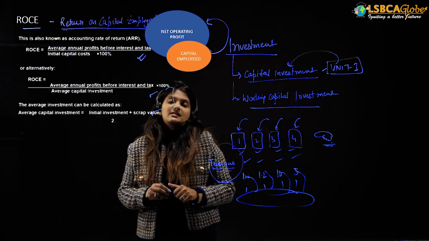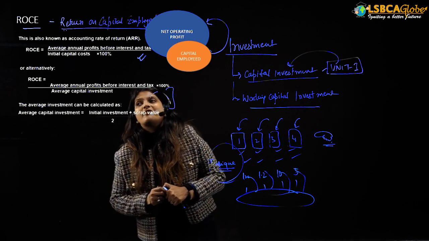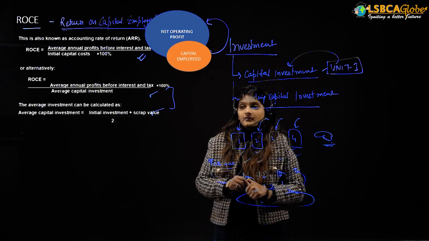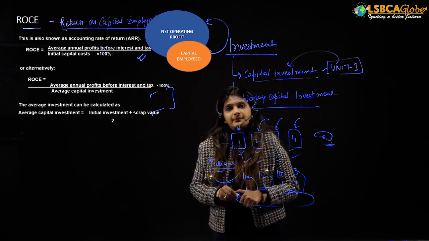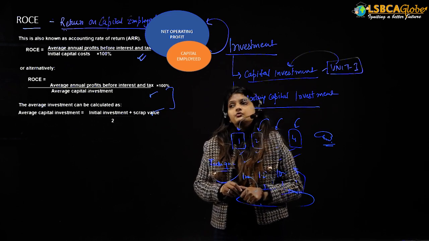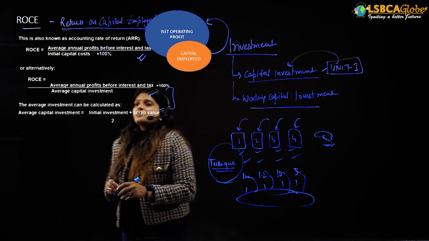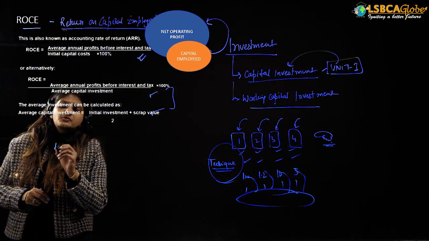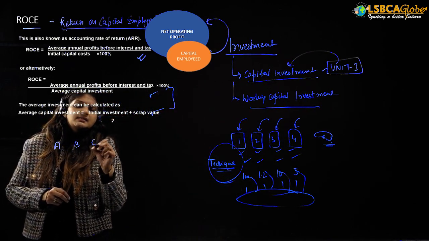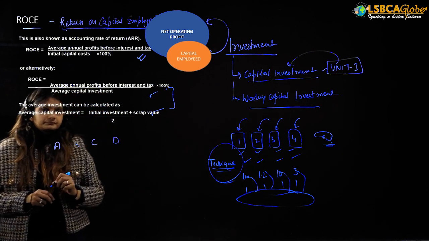We'll bring the profits at par. What we'll do is find out the percentage by taking net profit upon capital employed, and thereafter computing a percentage of the profitability. Now, let's say we've been given an option of three projects A, B, C, D.